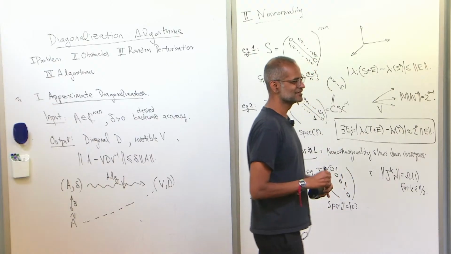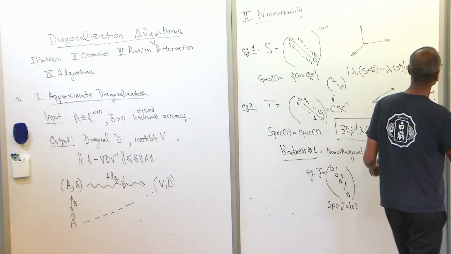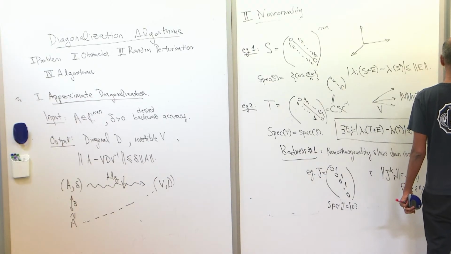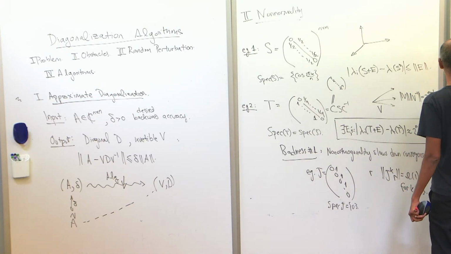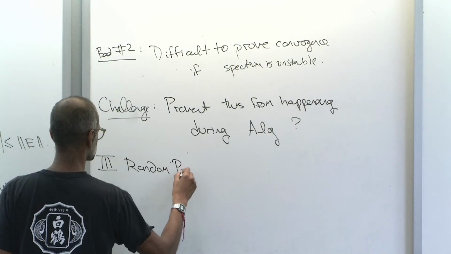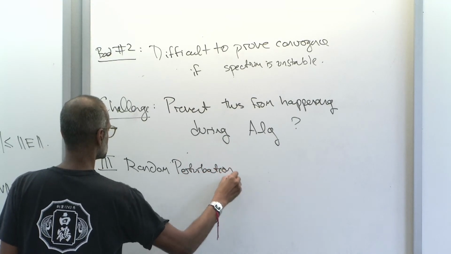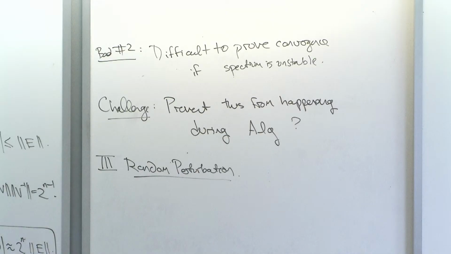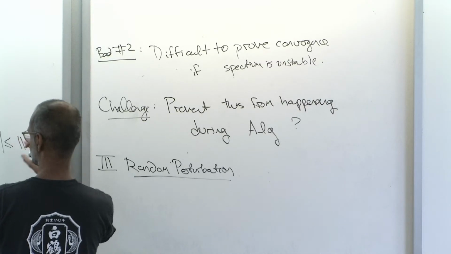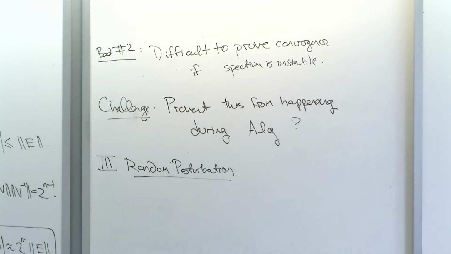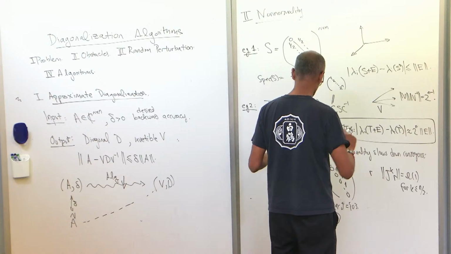That's okay. So now let me tell you how you circumvent these issues. And this is going to be by adding a random perturbation. Okay. So first, let me quantify these. Sorry, there's one more.